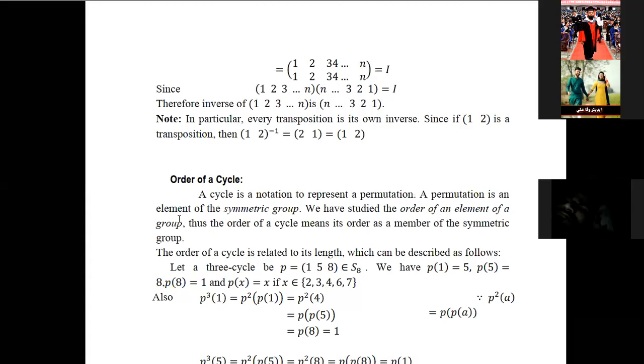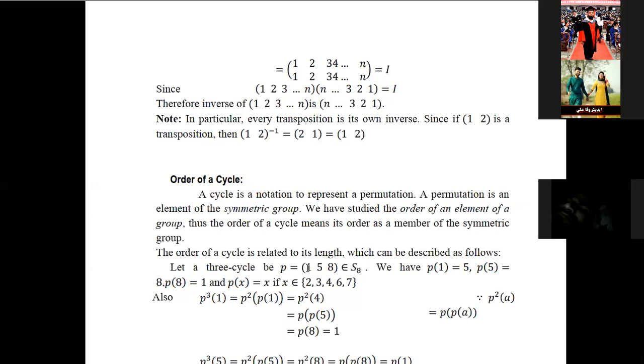A permutation is an element of the symmetric group. Here we study the order of an element of the group. Thus the order of the cycle means the order of the member of the symmetric group. The order of the cycle is related to the length, which can be described as follows. Let's suppose we have a 3-cycle. This is a permutation on S8.